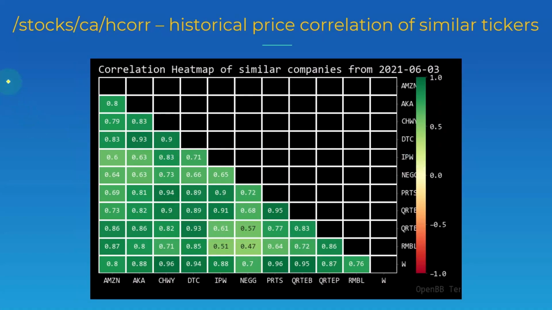Here I'm again in stocks CA, and I'm using HCorr, which stands for historical price correlation. We started with Amazon, and now I can compare Amazon to other tickers over here. If I'm looking at, say, DTC, how does Amazon correlate with DTC? I simply match these two together, and there's a correlation here of 0.83 or 83%, if you like, which is highly correlated.